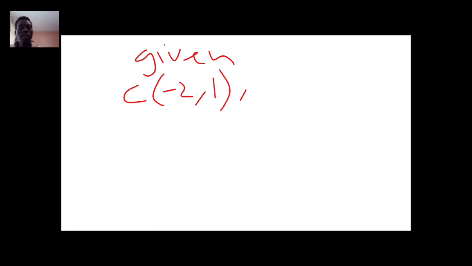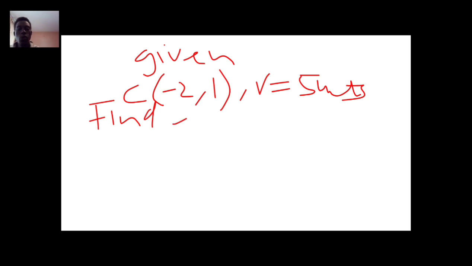So assuming you are given that the center of the circle is -2 and 1, and the radius is given as what? Is given as 5 units. So then now you are told, find the equation of the circle. So what do you do?